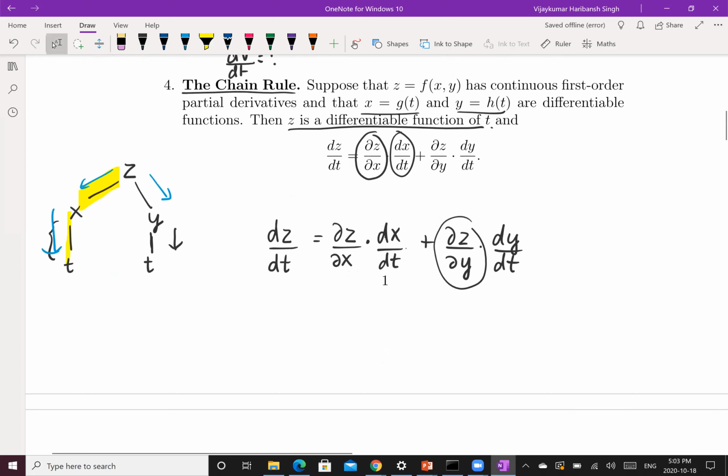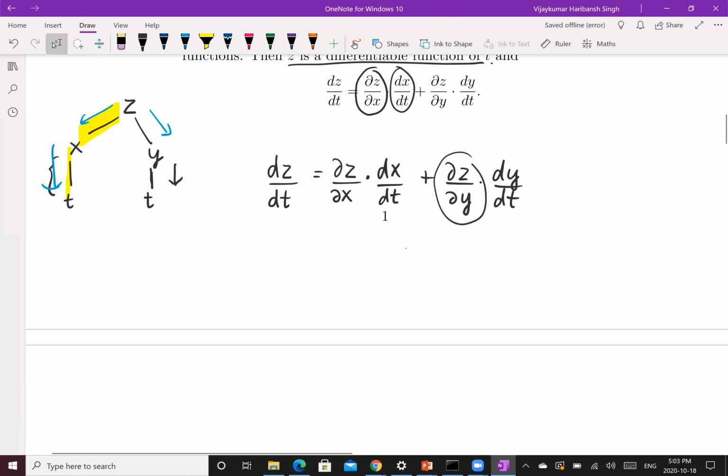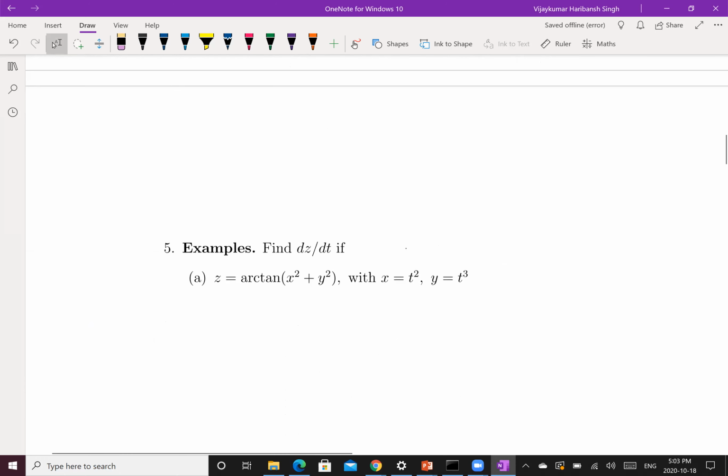So this is the chain rule. So, first version of the chain rule. There are many versions depending on how this y is a function of t or more variables. We'll see those as the time comes along. So let's look at the following problem.